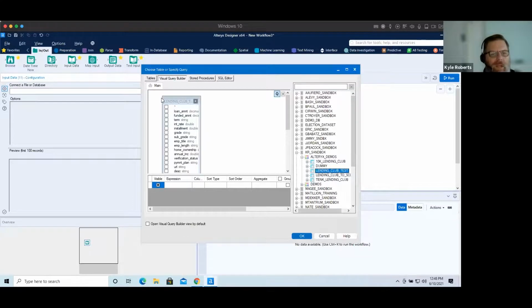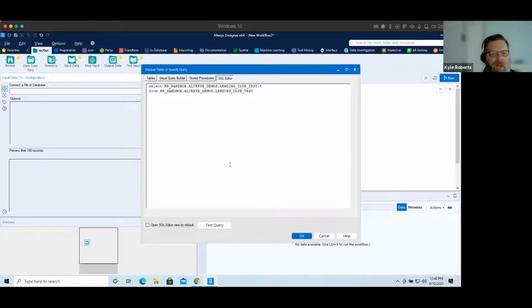And then what I see is this visual query builder over here. You put a checkbox next to star, and what Alteryx actually does is write the SQL code that I would need in order to get that. So it's grabbing from my sandbox and the Alteryx demos, Lending Club Test, that table that's in there.